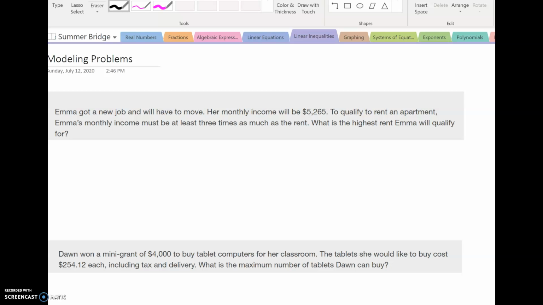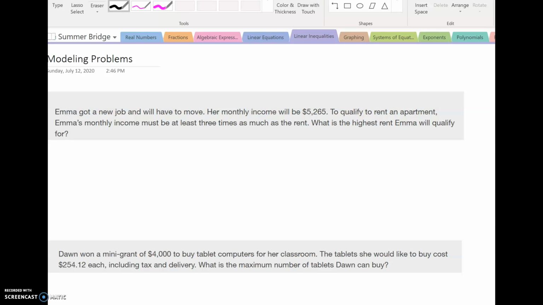Hi, welcome to modeling problems for linear inequalities. So these are about 6 samples of possible problems that you could get for linear inequalities. Okay, so let's start with the first one.